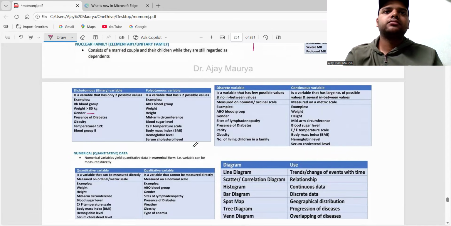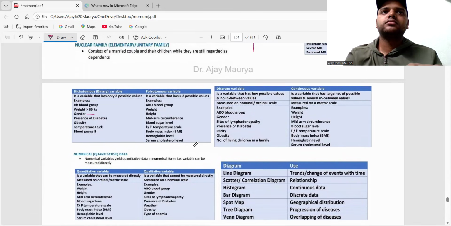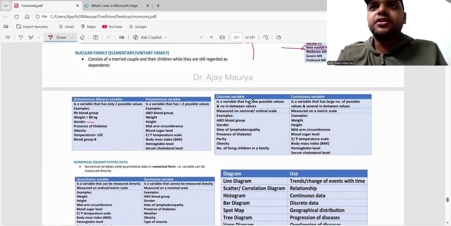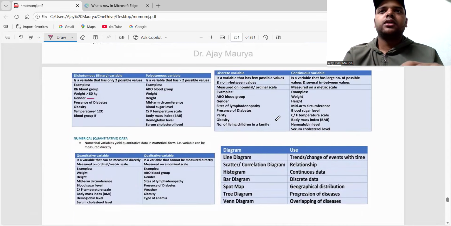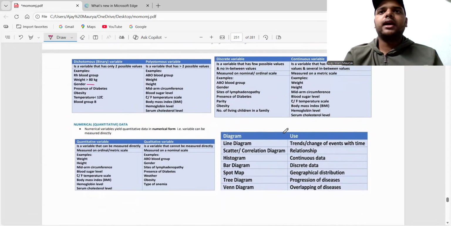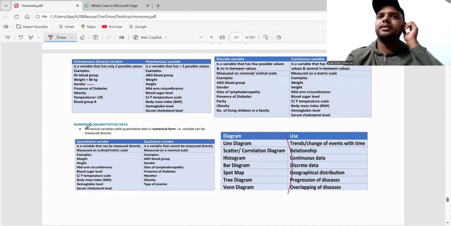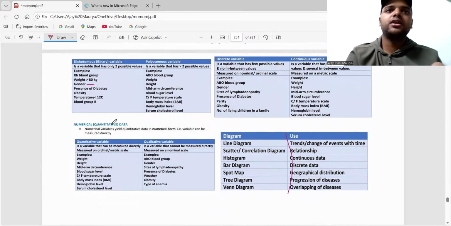Okay, then discrete variables and continuous variables. Here, check this one. I discussed this in the earlier part: the quantitative variables and the qualitative variables. A quantitative variable is a variable that can be measured directly. A qualitative variable cannot be measured directly.